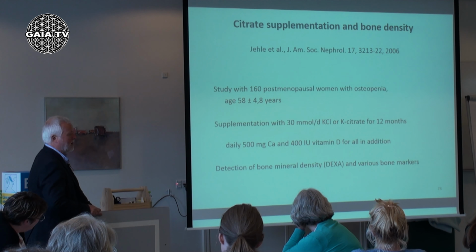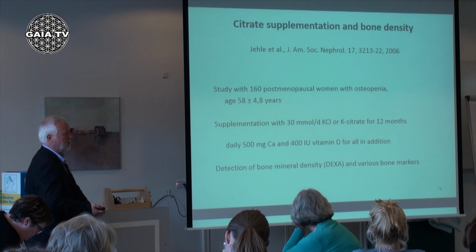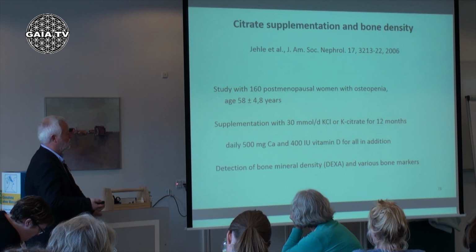In this case, potassium chloride is a neutral salt, or with citrate is an alkaline salt. So the only difference is neutral to alkaline. And they all received calcium and vitamin D. And what you see here, this is the group with the potassium chloride. You see the bone density goes down, even though the women received calcium and vitamin D. However, in the potassium citrate group, you have even an increase in bone density. So really, this shows that it's the alkalinity that improves the bone density.